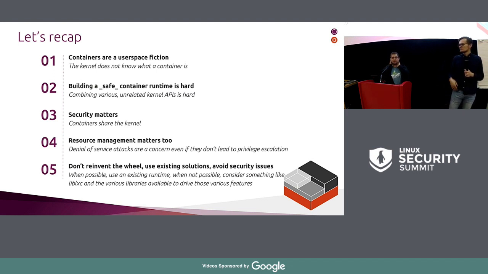Resource management is not something that you should just ignore either. I mean, DOS attacks are still attacks, even though they might not be able to escape. Taking your entire host down and all the containers along with it is a bit of a problem. So you want to also set resource limits to prevent fork bombs, running out of memory, or even using all of your disk IO or network IO. That's all pretty important to set up right, especially if you're going to be running some amount of untrusted code in there.